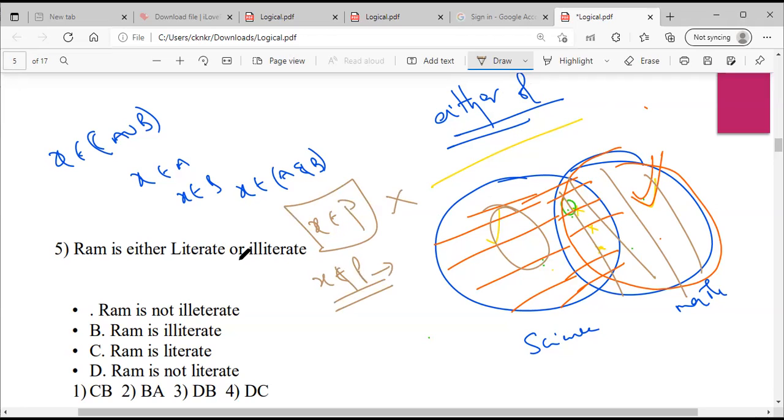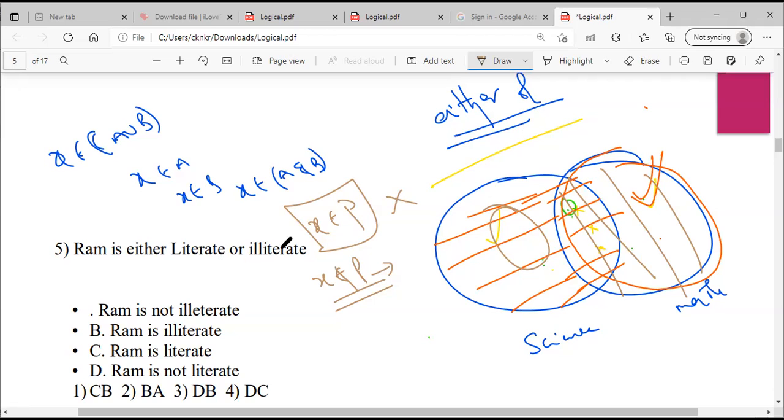Rami is either literate or illiterate. That's the question they have given. We said wherever there is a negation, only then you can arrive at a conclusion. If there is no negation, we cannot solve the problem. What do you mean by that? We already discussed. If he belongs to science, you don't have a right to say that he belongs to math, which is not possible. But if he doesn't belong to science, the only option is he has to belong to math. We all know that.